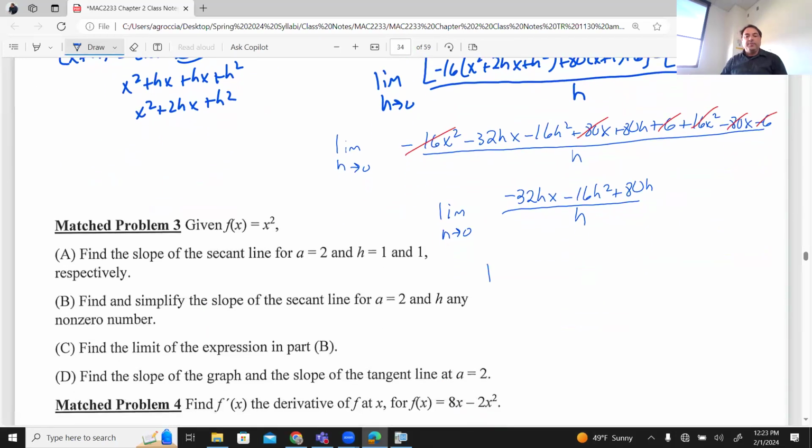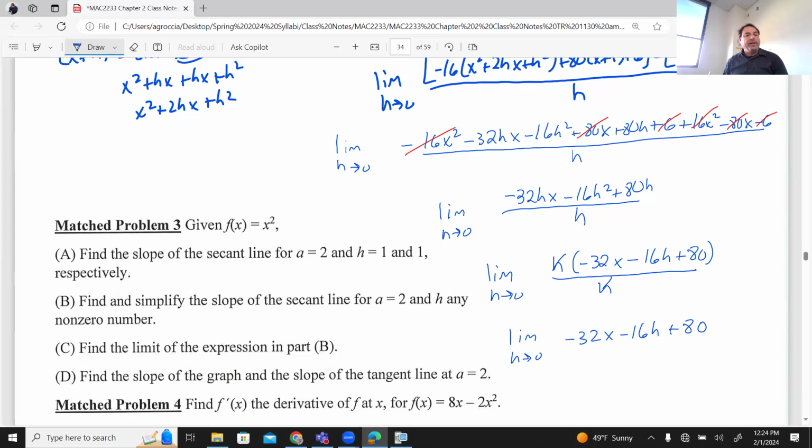Then a little bit more algebra. We're still writing limit as h approaches 0. We're going to factor out an h, which leaves you with negative 32x minus 16h plus 80, all over h. h over h is 1, and we get to this step here: the limit as h approaches 0 of negative 32x minus 16h plus 80. Let's get to that point and make sure we're comfortable.